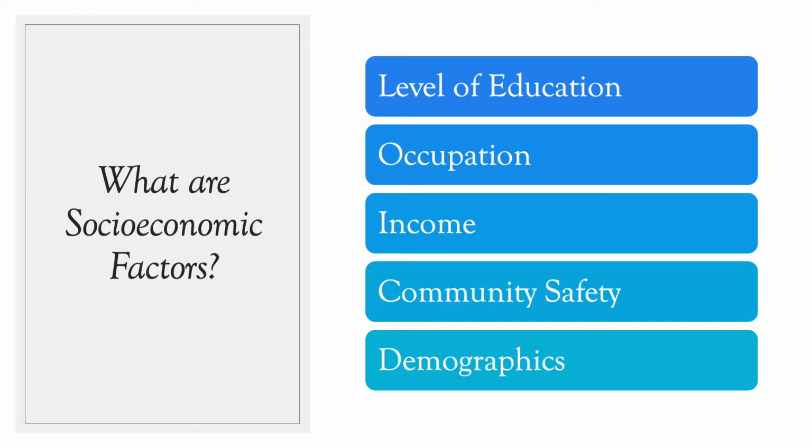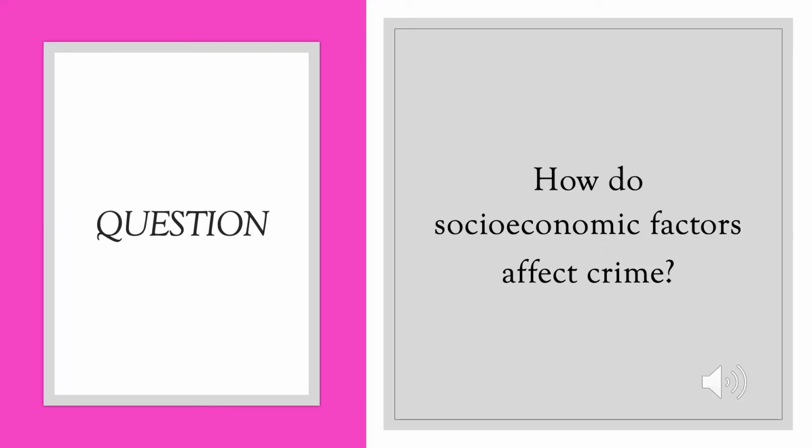What are socioeconomic factors? Socioeconomic factors include level of education, occupation, income, community safety, and demographics. So the question we want to ask after knowing what socioeconomic factors are is, how do socioeconomic factors affect crime?